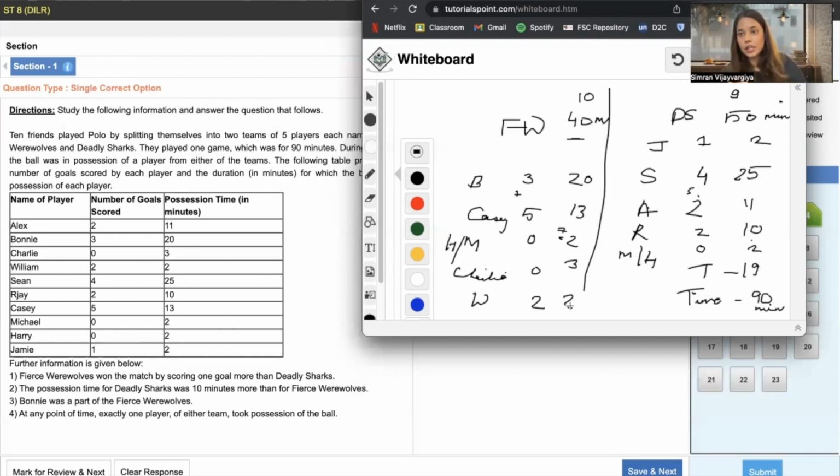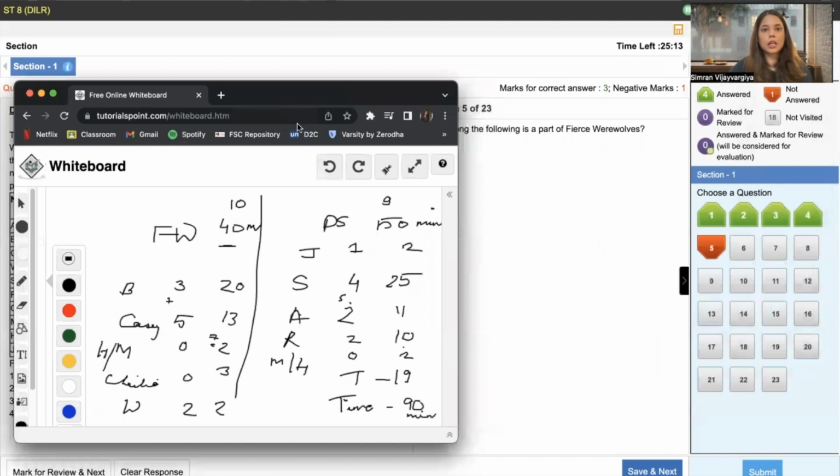Now let's just recheck that we have done it correctly. So Fierce Werewolf was supposed to have 10 goals. 5, 6, 7, 8, 9, 10. Great. They were supposed to have 40 minutes of time. 20 plus 13 is 33, 34, 35. Cool. That is also great. And here we have 4, 5, 6, 7, 8, 9 goals, 25. Great. It's correct. Let's go on with the answers.